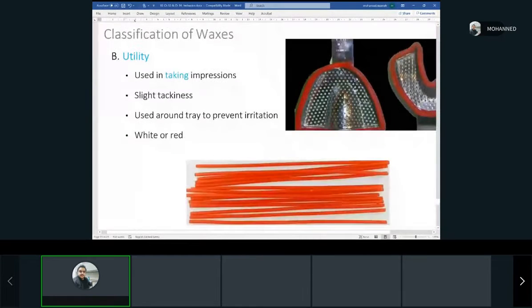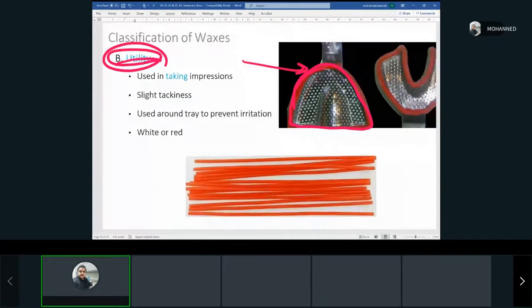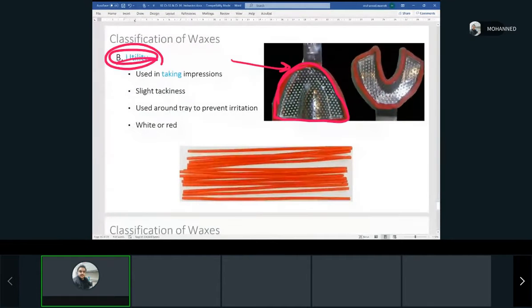Then we have utility wax, which we're going to use when we're doing impressions on each other. Some people will use it on the impression trays, as you see here. They would line the borders of the impression tray. It makes it a little bit more comfortable for the patient because the edges of the trays are a little bit sharp. And also, it will create a little bit better peripheral roll to get the vestibules. So again, not a lot of people do it, but some people prefer to because you'll get better impressions with it. And that's what utility wax is used for.